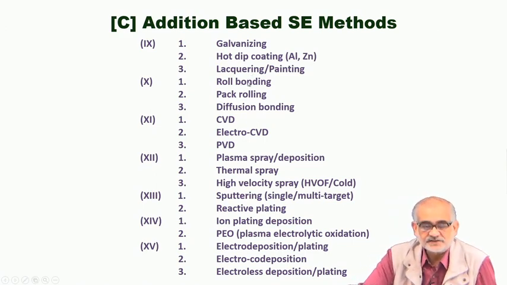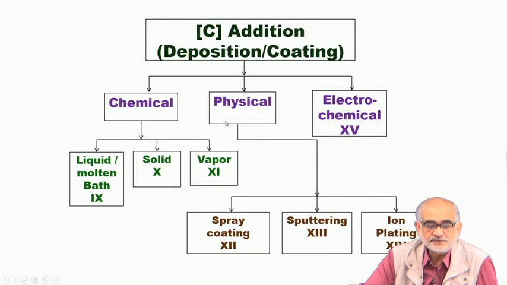sheets can diffuse and bond with each other, and in the process you cover one sheet with another which is thinner, and that's how you can protect the thicker one. So you can do it either by similar roll bonding or pack rolling. You can also do diffusion bonding, where the two layers bond with each other through a thermally activated diffusional process. Now, these were the chemical changes.